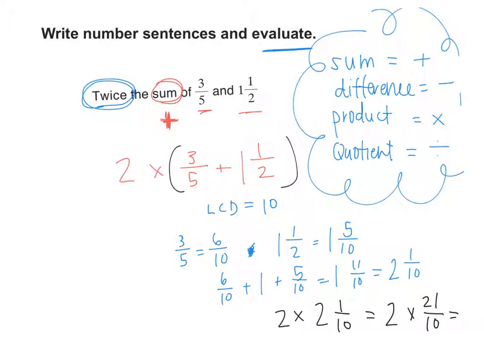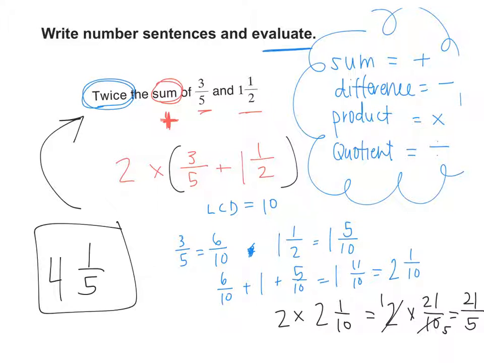Is there anything I can cross cancel? 2 and 10 are both divisible by 2. So I can change that to a 1, and the 10 becomes a? So this is equal to 21/5. Can I simplify that? What is that? 4 and 1/5. And because this is in fraction form, I can leave it in fraction form.